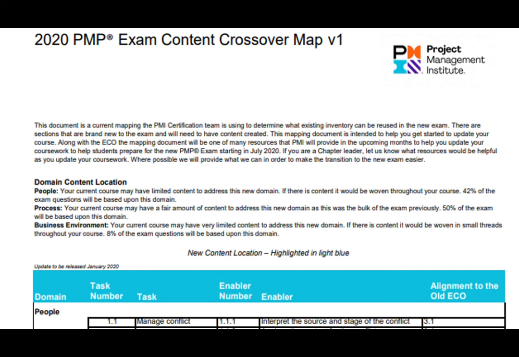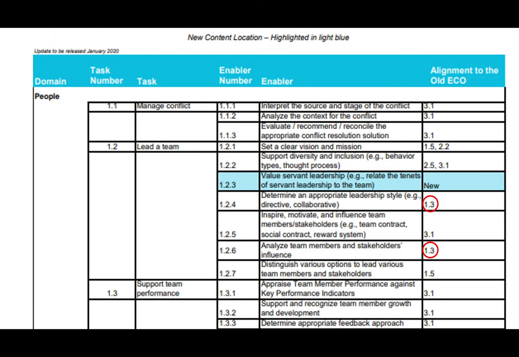Then we're going to take your 2020 PMP exam content crossover map, and let's go over this table. There's a lot going on here. We've got our domain on the left-hand side. The new domain is called people. We've got our task number, and we've got our task. In my case, it's people, lead a team. The enabler that crosses back over to the old content is determine an appropriate leadership style and analyze team members and stakeholder influence. And that 1.3 is telling me to go back to initiating and look at Task 3 on the ECO.